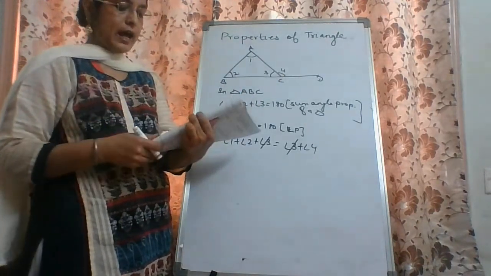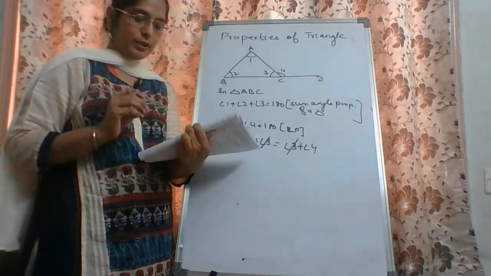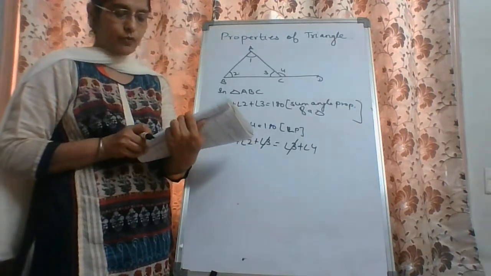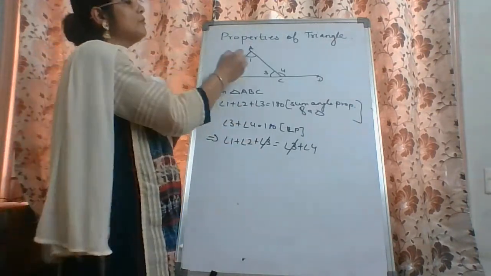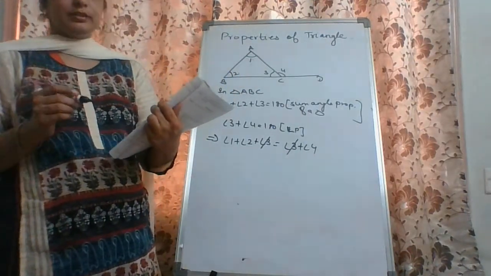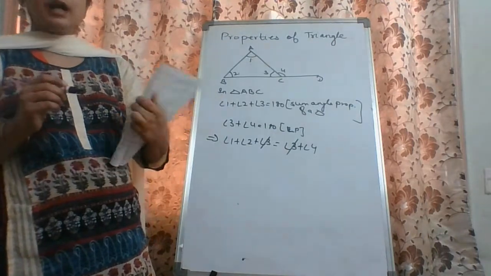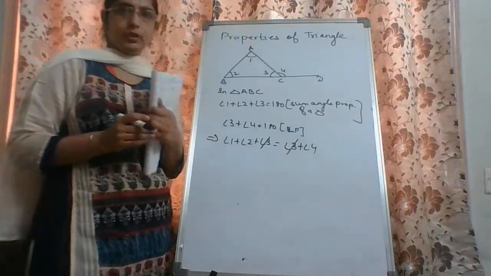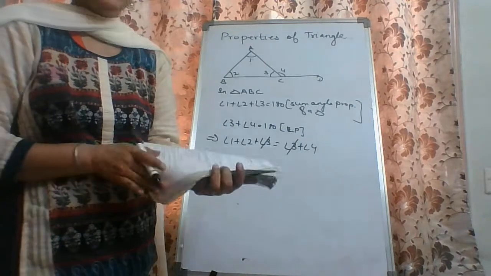Thus we can say that if the side of a triangle is produced, then the exterior angle so formed is equal to sum of the two interior opposite angles. Interior opposite angles. Now let us come to the questions related to these.